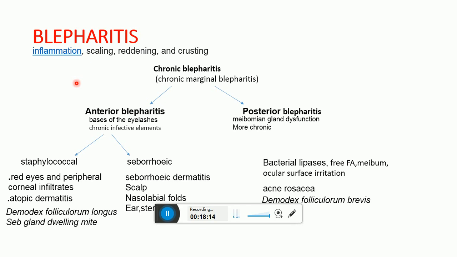Blepharitis is divided into anterior and posterior forms. There is considerable overlap and both types are often present, so there is mixed blepharitis.